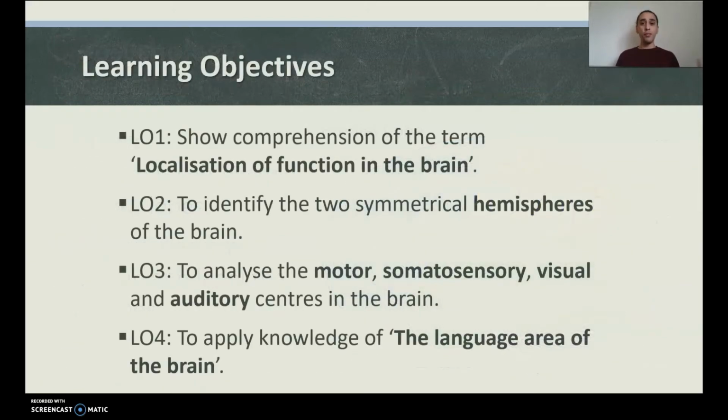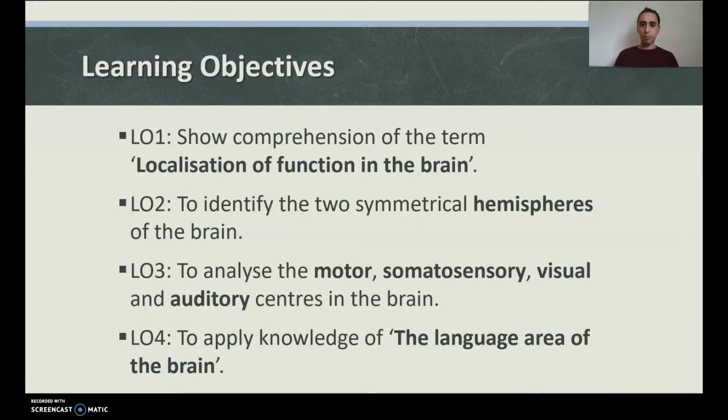We've got four learning objectives for today. Learning objective 1: show comprehension of the term localization of function in the brain. 2: to identify the two symmetrical hemispheres of the brain. 3: to analyze the motor, somatosensory, visual and auditory centers in the brain. Wow, we've got lots of stuff to do. And 4: apply knowledge of the language area of the brain.